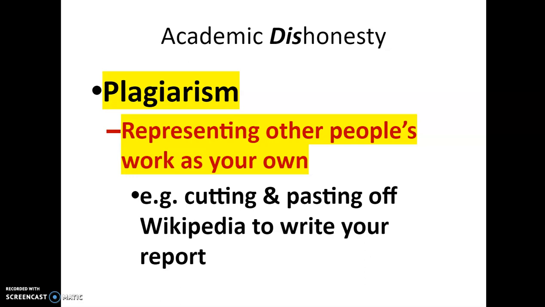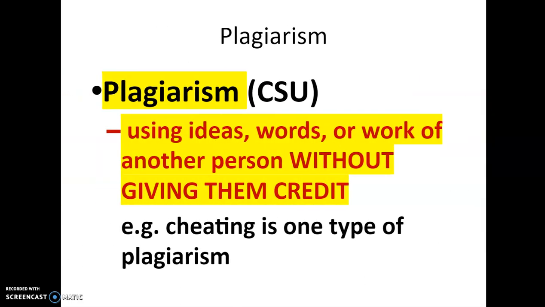So plagiarism is the opposite of that concept of intellectual property. Plagiarism is where you represent other people's work as your own. So if you copy and paste something off of Wikipedia or anywhere on the internet and don't give credit to where you got it, then that is exactly what plagiarism is. The California State University definition is using ideas, words, or the work. Notice that's ideas. It doesn't have to be something concrete. It can be something abstract like an idea. Ideas, words, and work of another person without giving them credit.